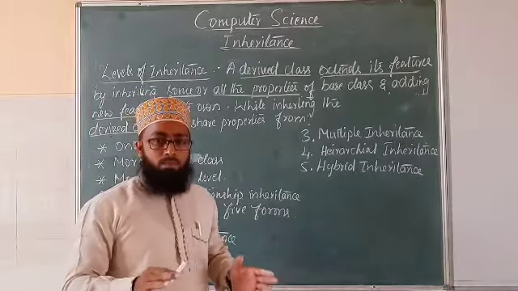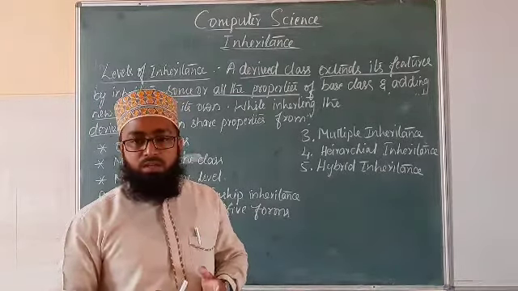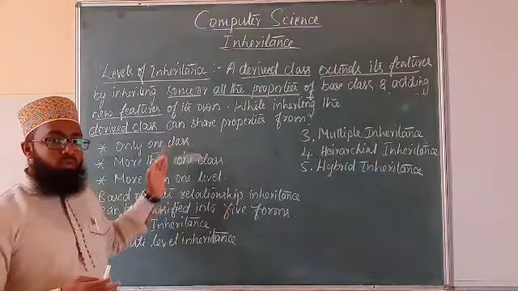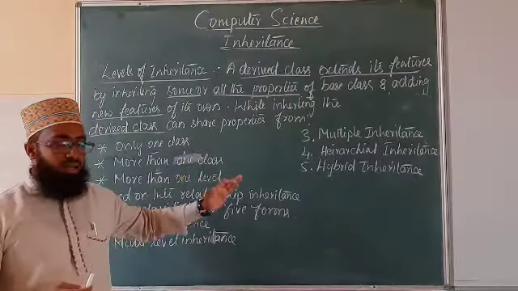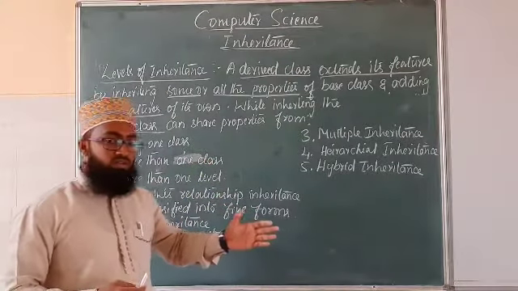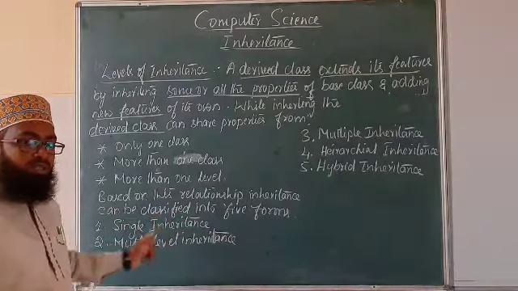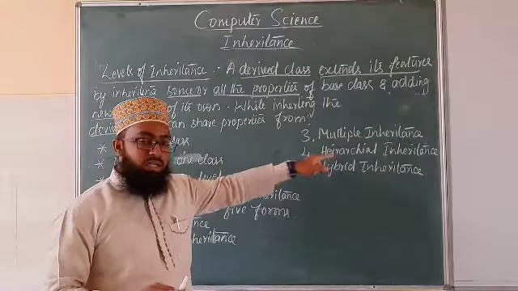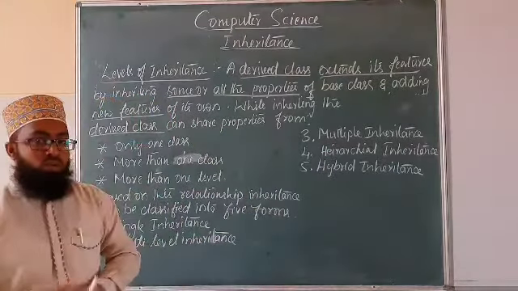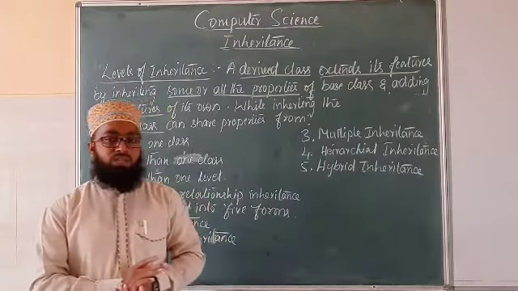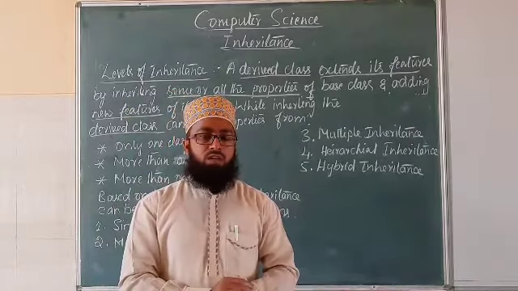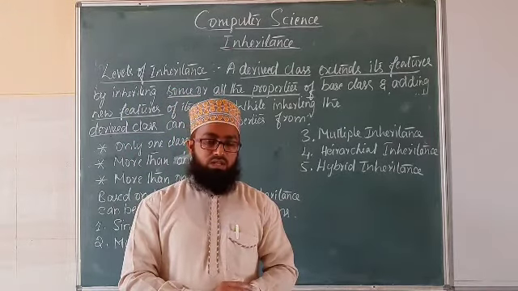Apart from public inheritance, protected inheritance, and private inheritance, there are 3 levels of inheritance. That is only one class, more than one class, and more than one level. Based on these levels, inheritance is again classified into 5 types, 5 forms: single inheritance, multi-level inheritance, multiple inheritance, hierarchical inheritance, and hybrid inheritance. So these are some of the classifications of inheritance. Regarding these classifications, we are going to discuss in our next class.